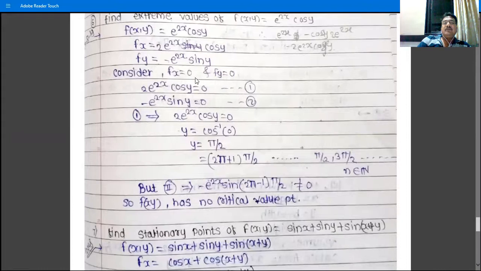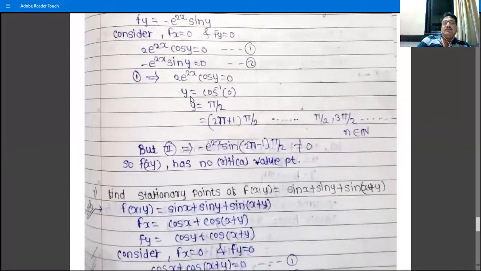Then consider the equations fx equal to 0 and fy equal to 0. From fx equal to 0, 2 is not equal to 0, and e raised to 2x is always not equal to 0, for any value of x. If x is 0, then e raised to 0 is 1, a non-zero quantity. So cos y is 0, which means y is cos inverse 0. What is cos inverse 0? Pi by 2, or we have another answer, 3 pi by 2.